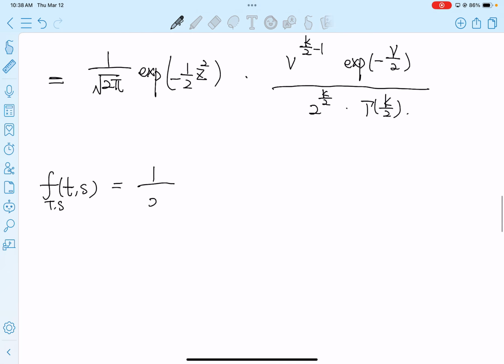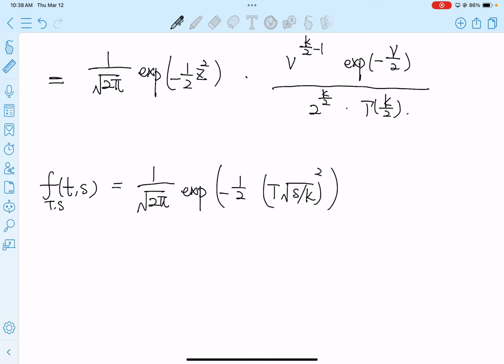The 1 over square root of 2 pi, exponential negative 1 over 2, and then we have the z. And from the inverse function, we find out that z is equal to t multiplied by the square root of s divided by k, taking a square. Okay, so there's no more z showing up in the picture.